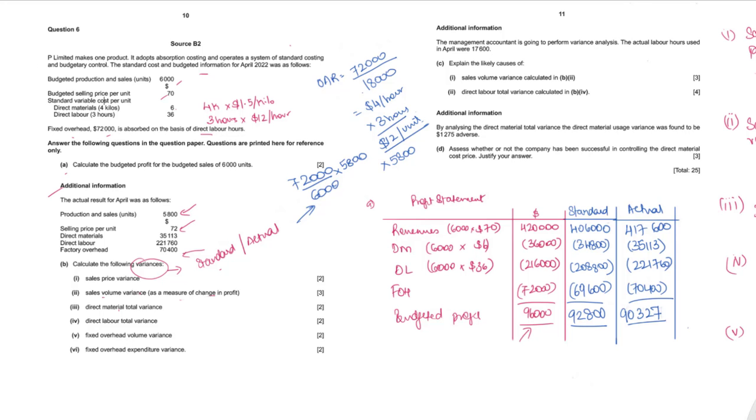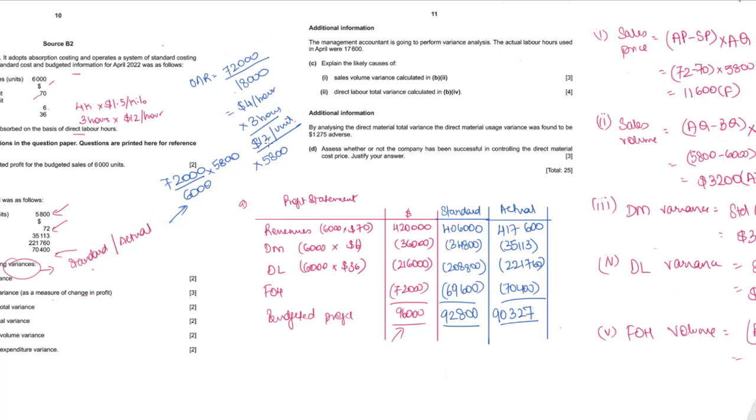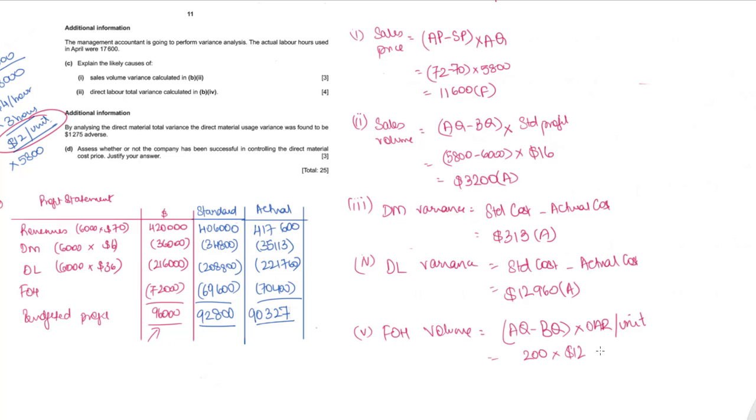Then we have the fixed overhead volume variance. Whenever the variance is about volume, you can always take the difference in the quantity in the bracket and then multiply it with the overhead absorption rate per unit. Actual quantity minus budgeted quantity, we already know the difference is 200 units, and the overhead absorption rate we calculated when we were calculating the fixed overheads for the standard column. We calculated it as $12 per unit. So we're going to use the same $12 per unit here. So $2,400. Now think for yourself whether this will be an adverse variance or a favorable variance.